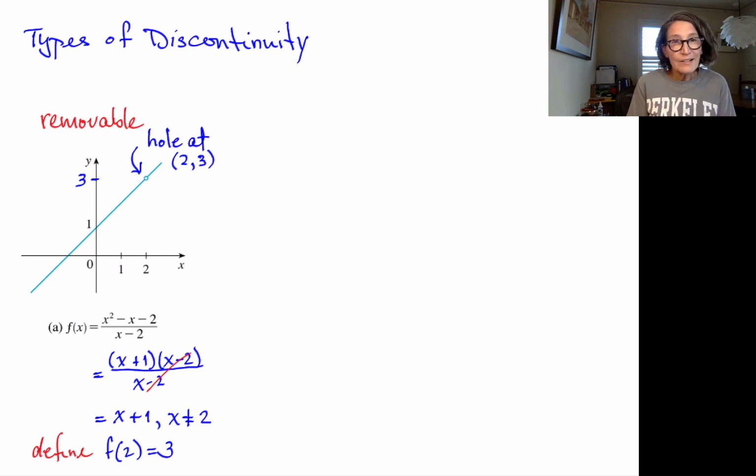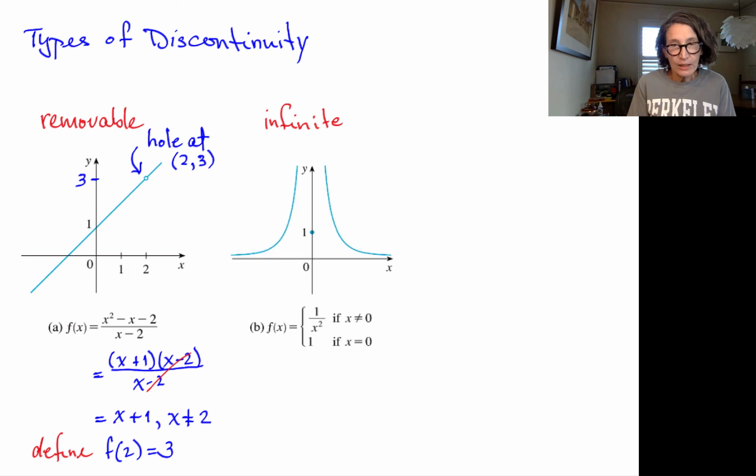All right. So the second type of discontinuity is called an infinite discontinuity. And so here's an example. So notice that this function is a piecewise function. F of x is 1 over x squared as long as x is not 0. And then f of x is equal to 1 if x is equal to 0. So this is an infinite discontinuity because we have a vertical asymptote.